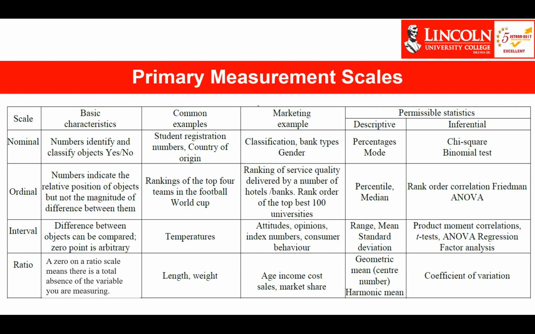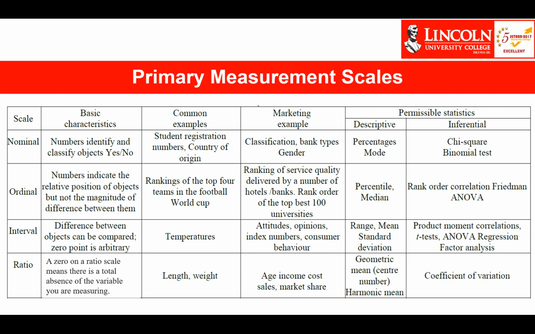For the interval scale, the basic characteristic is that the difference between objects can be compared. Zero point is arbitrary. A common example could be temperature. And marketing examples could be attitudes, opinions, index numbers, consumer behavior. And what are the permissible statistics for an interval scale? We have range, under descriptive, we have mean, under descriptive as well, we have standard deviation. And under inferential, we have product moment correlations, we have t-test, we have ANOVA, we have regression, and we have factor analysis.